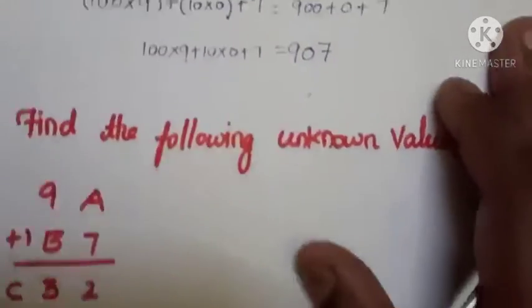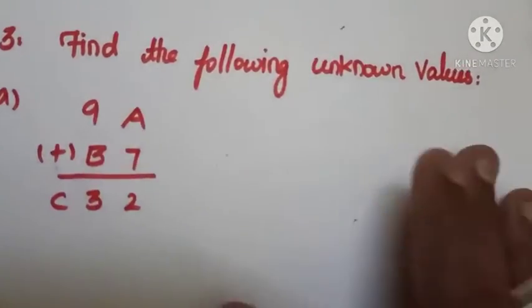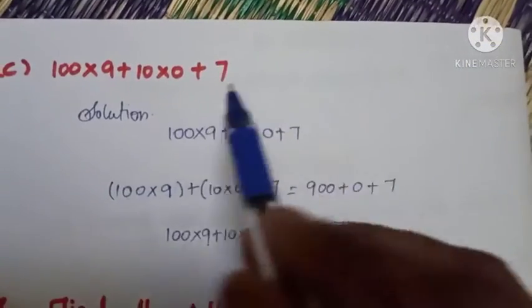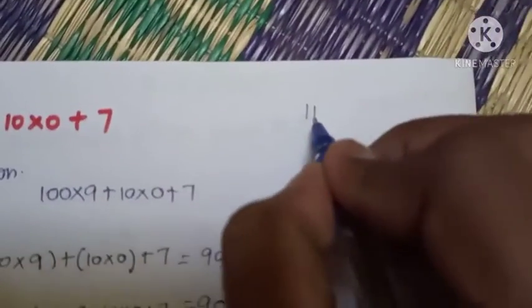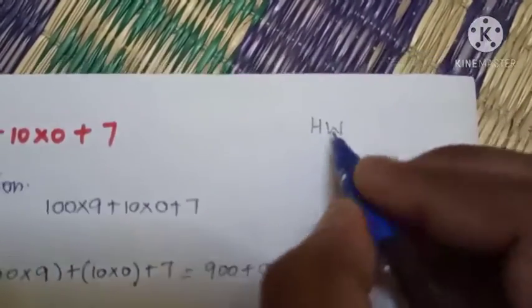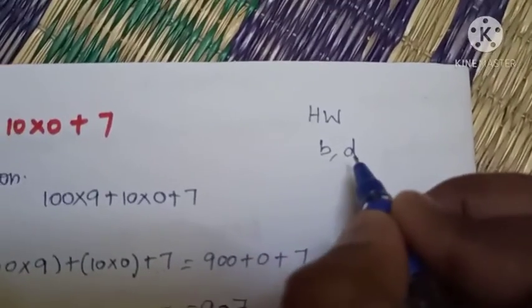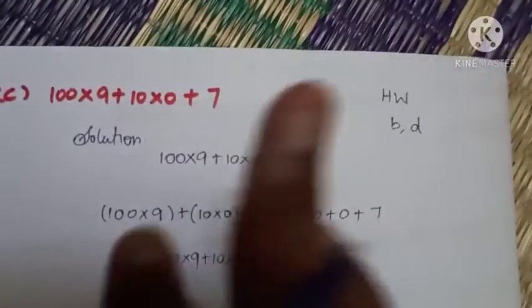Next we move on to question number 3, third main and first question. Before that, in the second main I solved question number A and question number C. In this second main also you need to do question number B and question number D as your homework in your homework book, by the reference of this video.